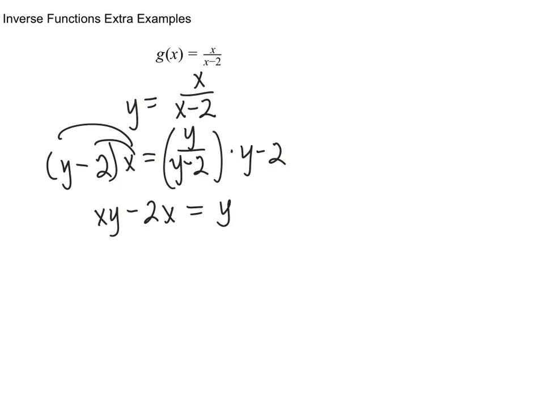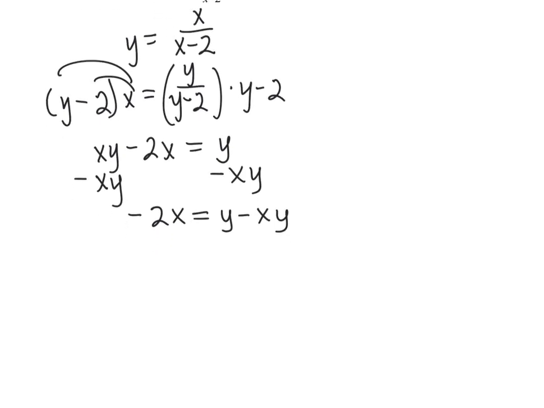This is where our two examples differ. In this case, I want to get all the y's on the same side. So we're actually going to subtract xy from both sides. When we do this, we end up with negative 2x equals y minus xy. On this right side, we now have terms with both of them having a y in it, which I can factor out as a GCF.